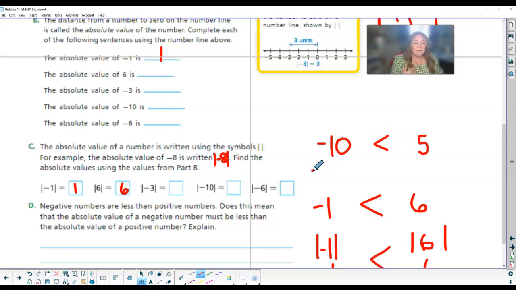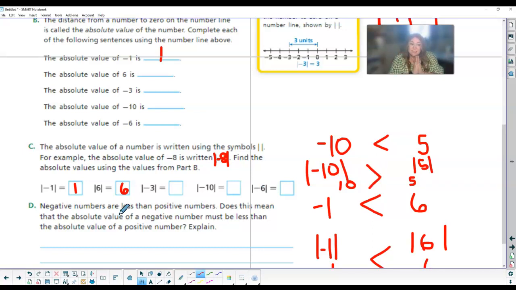Let's look at their absolute values now. So the absolute value of -10 and the absolute value of 5. So their distance to 0. To get from -10 to 0, it takes us 10 units. 5 to 0 is 5 units. And they're both positive because we're just talking distance. Absolute value means the distance. And now 10 is bigger.